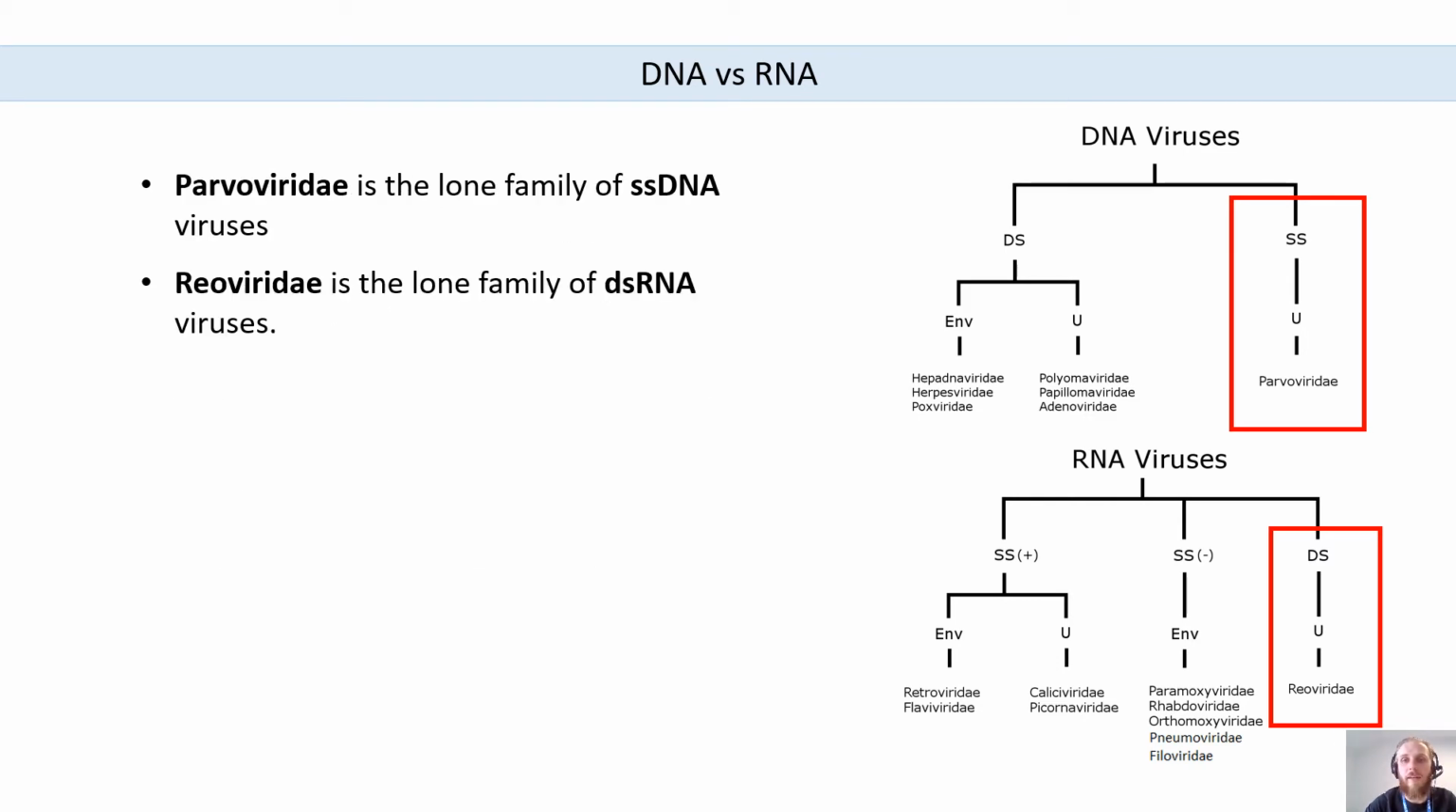Okay, and again, like a lot of these rules, it's not absolute. There are some double-stranded RNA viruses. Reoviridae is a family of double-stranded RNA viruses, and we also have single-stranded DNA viruses, and Parvoviridae is the principal example we use there.